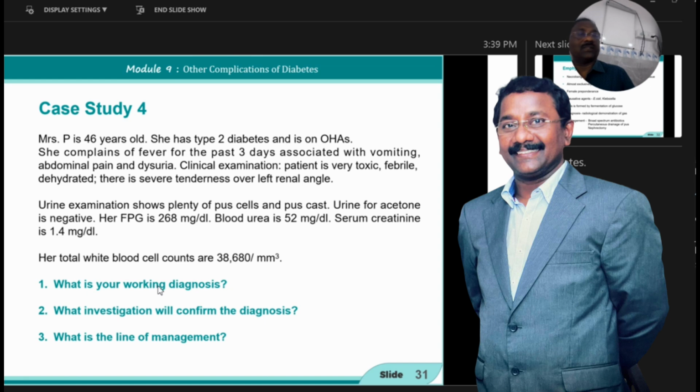Urine shows plenty of pus cells and pus casts. Urine for acetone is negative, ketone bodies are negative. Fasting 260, urea 52, creatinine 1.4. So the urea and creatinine is going up. There are a lot of pus cells in the urine, bacteria are positive, and there is tenderness in the left renal angle. So what is your WBC? 38,000. So what is your provisional diagnosis?